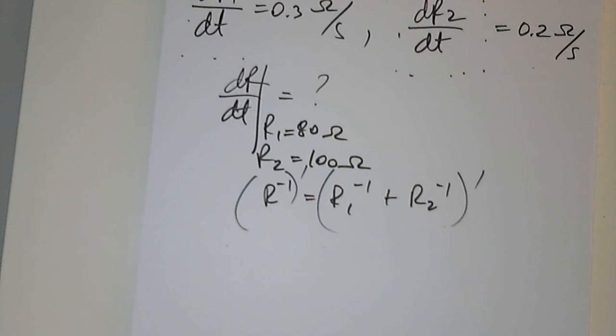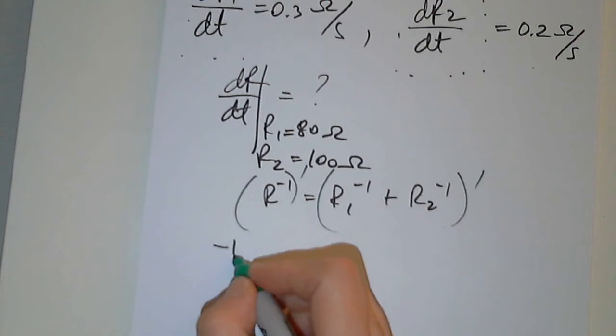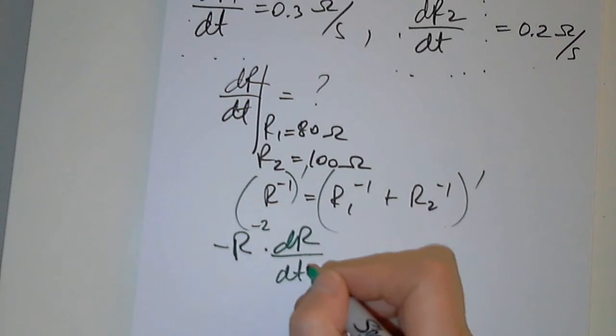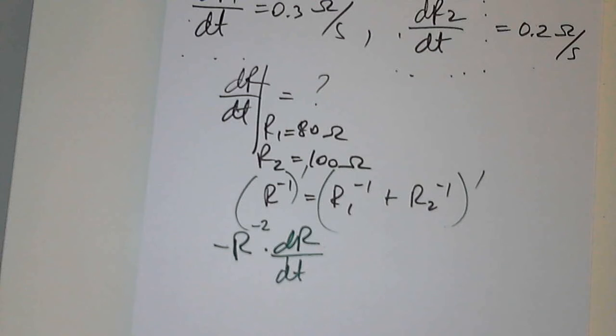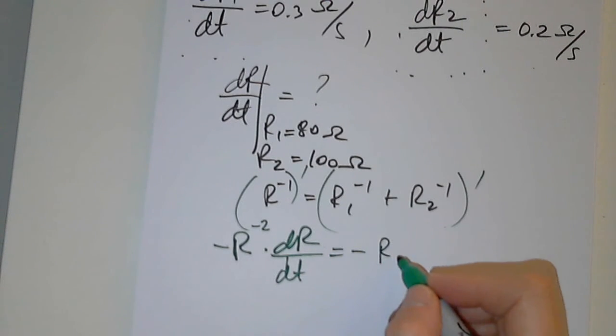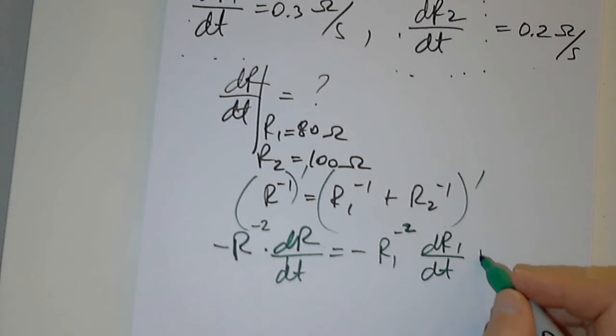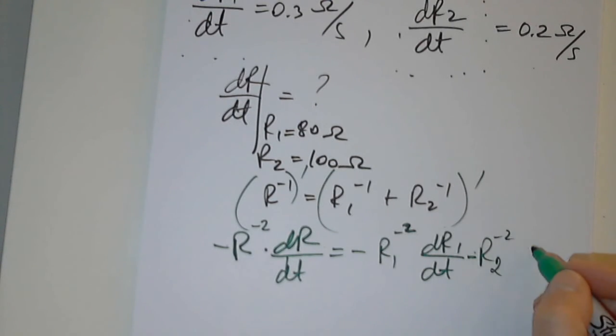What do we get on the left? Negative R, yes, dR over dt. Very good, awesome. But don't forget, raised to -2. We bring down -1, we subtract 1 from the power, and then we differentiate the inner function. Excellent. And the same thing for the other two. So it's negative R1 raised to -2 dR1 over dt minus R2 to -2 dR2 over dt.